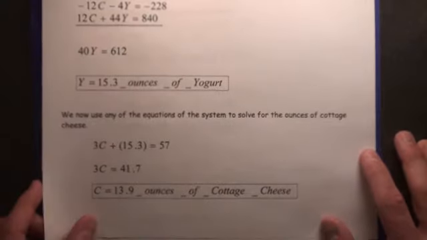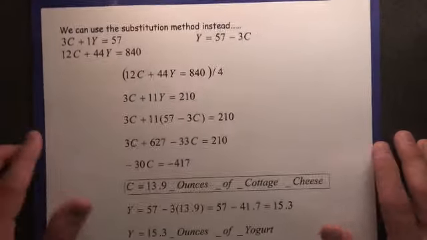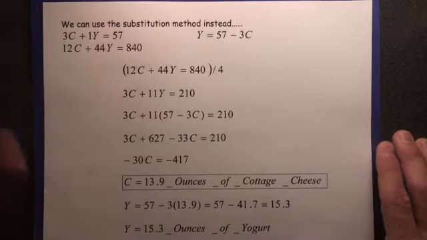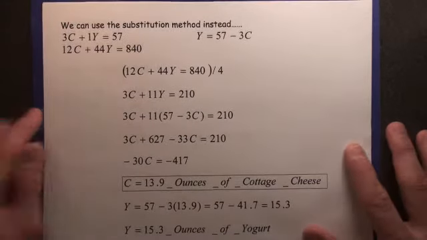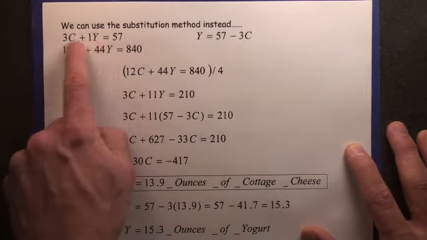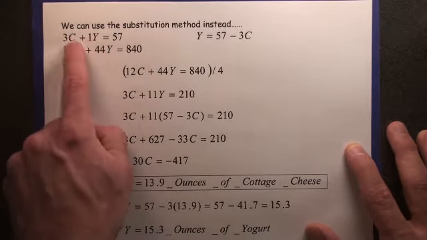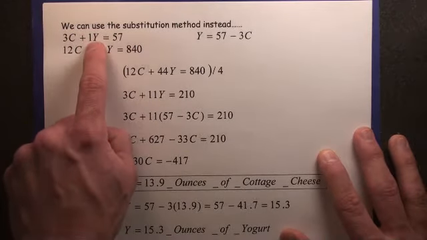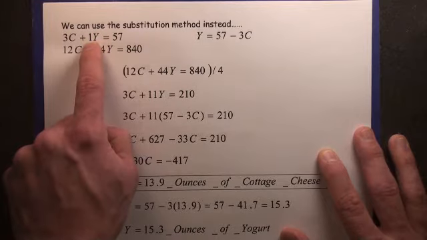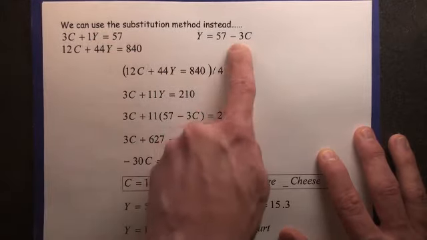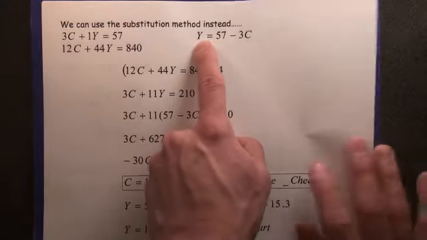Now, we're going to do the same problem, but we're going to use the substitution method instead. So if you're looking for a different way to do this, we would say, okay, let's start off by taking one of these equations and solving for one of the variables. You have a 3c, a 1y, a 12c, and a 44y. It's easy to solve for y in the first equation because it's got a 1 for the coefficient. We just subtract 3c on both sides, and get 57 minus 3c is y.